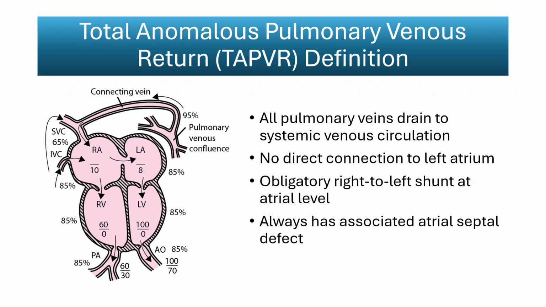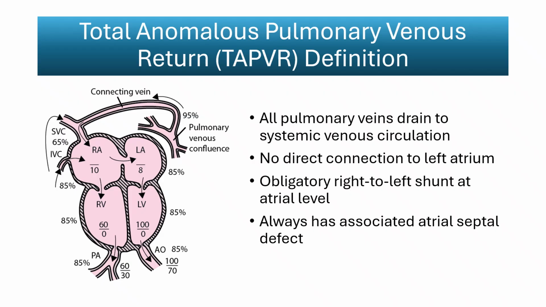In total anomalous pulmonary venous return, all pulmonary veins drain into the systemic venous circulation rather than the left atrium. Because there is no direct connection between the pulmonary veins and the left atrium, oxygenated blood cannot reach the systemic side without an interatrial communication. An atrial septal defect is therefore obligatory, providing the right-to-left shunt necessary for survival.